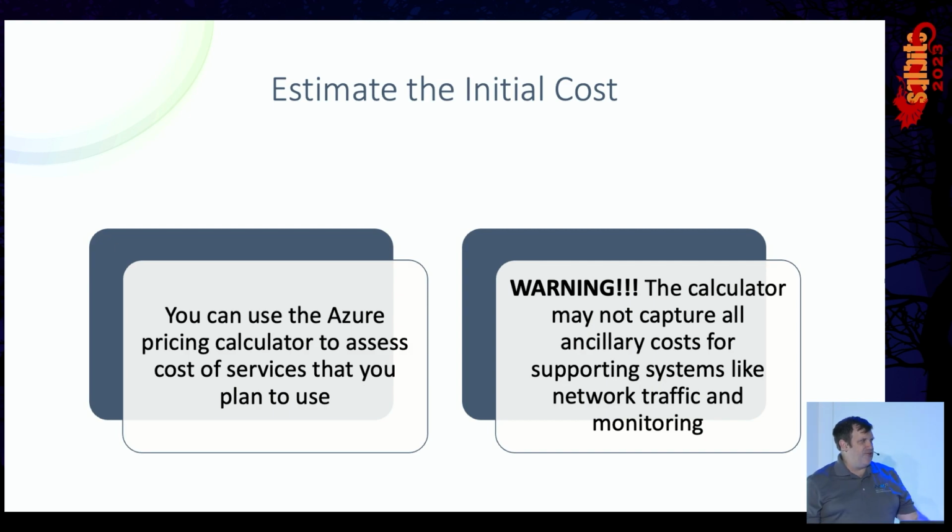The other thing that's a challenge is the calculator may not capture all of your ancillary costs. For example, network traffic, egress, or monitoring. So all those monitoring things, some of them are included. Things like metrics can cost extra, and if you're retaining large amounts of logging data, that can be a significant cost. Typically, you can get, I like to say, within a margin of about 20% by using the calculator.